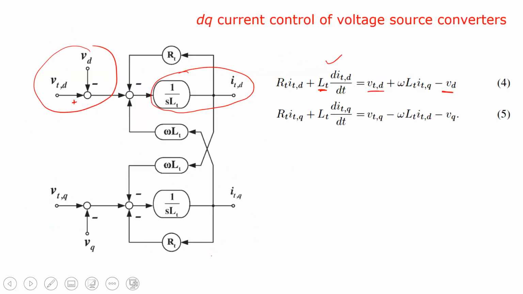And similarly, what is the remaining term? So this is omega LT into ITQ. So you have this ITQ here. Now you multiply it with omega LT, right? And all these terms are added together, right? So this is plus here and this plus here, and the rest of the things are subtracted.